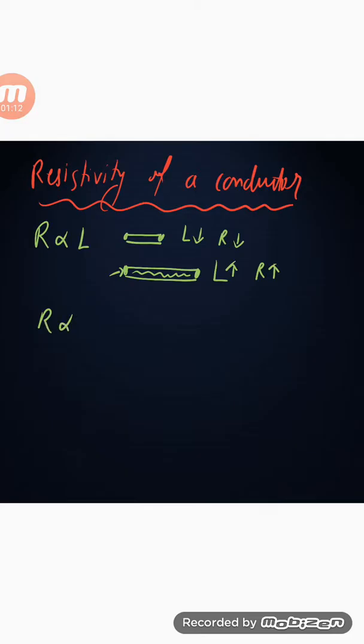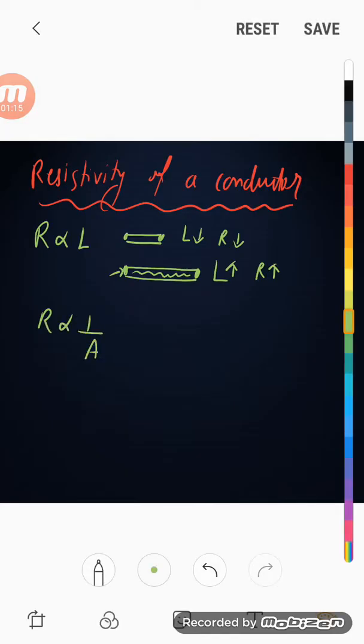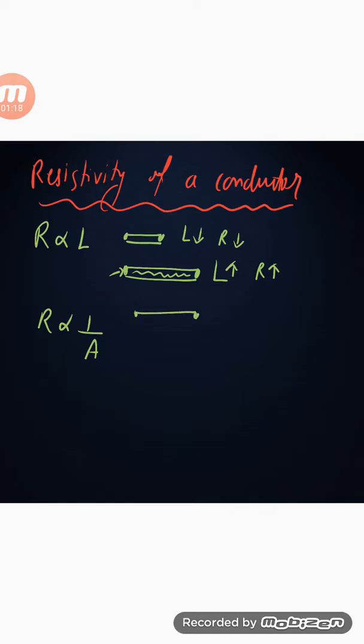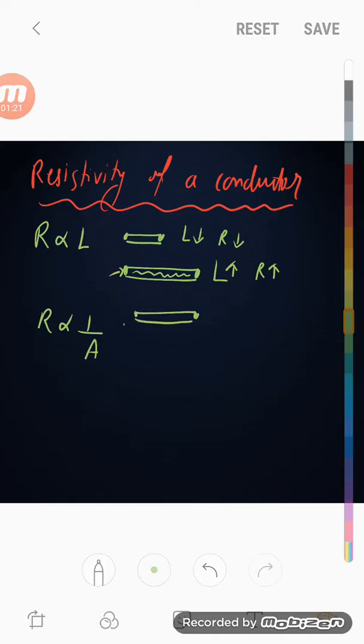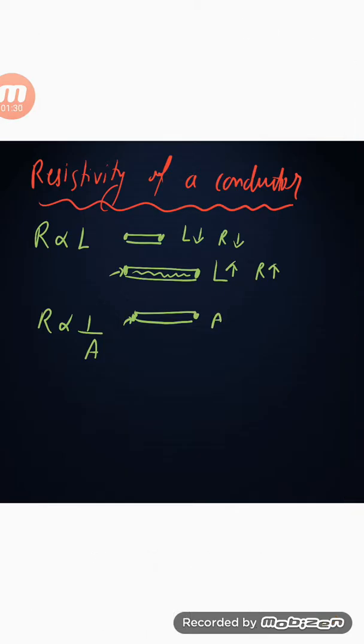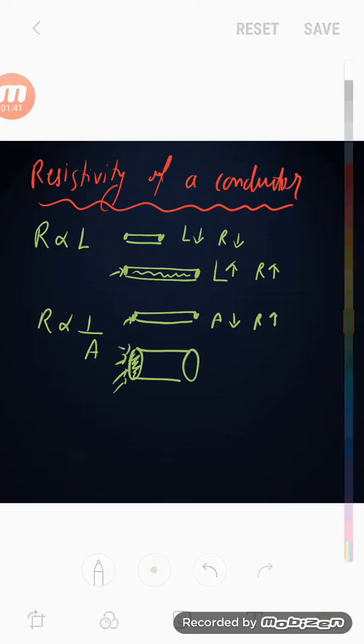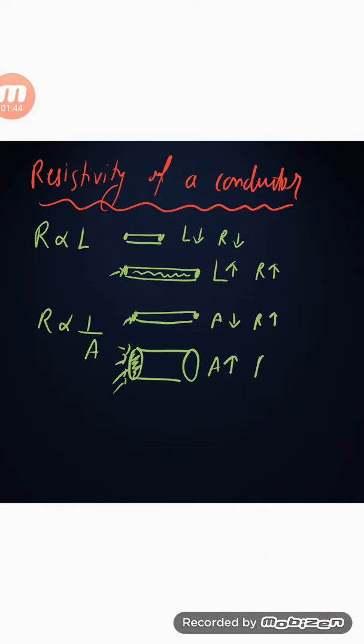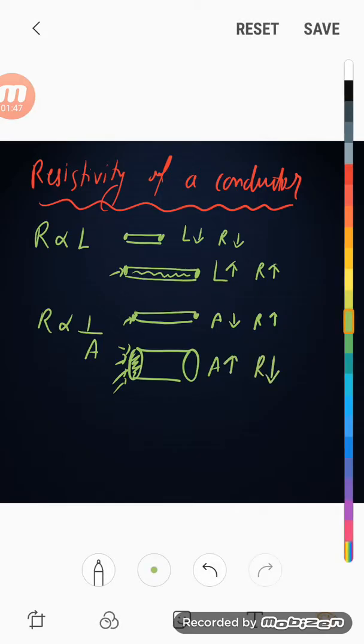Also, resistance is inversely proportional to the area of cross section. Suppose there's a conductor with a smaller area of cross section, so its resistance will be more. If the area of cross section is less, resistance is more. If the area of cross section is big, electrons can easily flow, so resistance offered by that conductor is low. So resistance is inversely proportional to area of cross section, right?